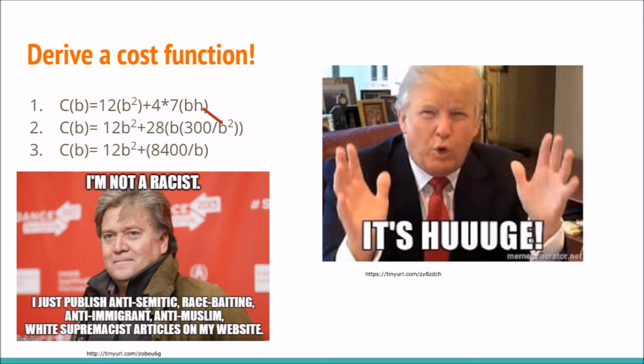This gives you the formula of 12b squared plus 28b times 300 over b squared. Our final step is to simplify this equation by multiplying 28 by 300, then dividing out the b, resulting in 12b squared plus 8400 over b.